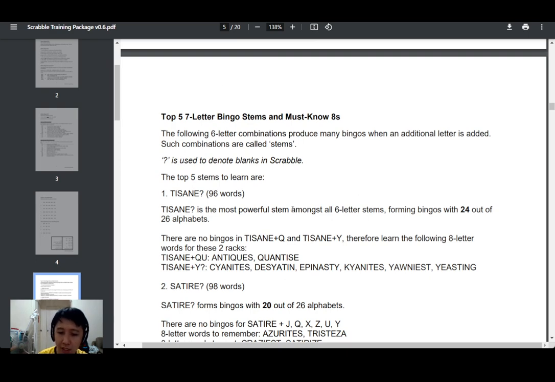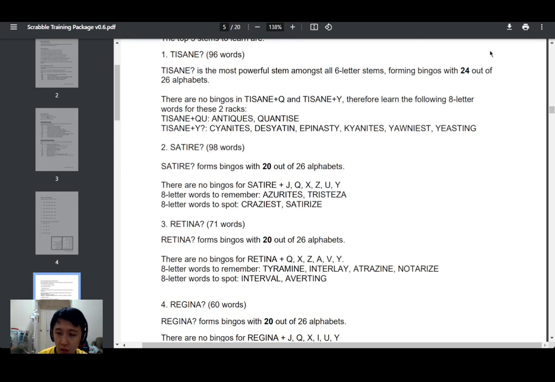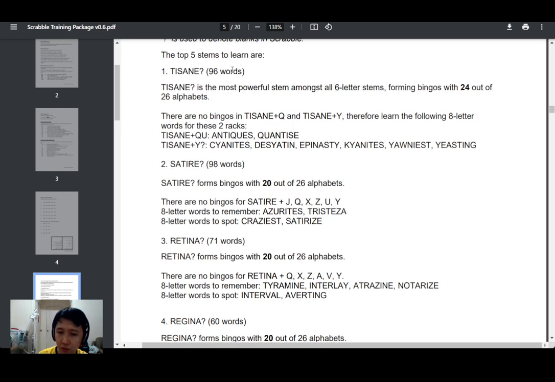So moving into the content, here is what you need to know. The top 5 stems to learn are these. Number 1, Tisane blank. Tisane is a word. So Tisane question mark is a bingo stem. There are a total of 96 words. Just think about that. You have 26 letters in the English alphabet. Normally we exclude Q, so it leaves us with 25. And out of those, you have 96 words. So the only two that do not provide a bingo are the Q and the Y.